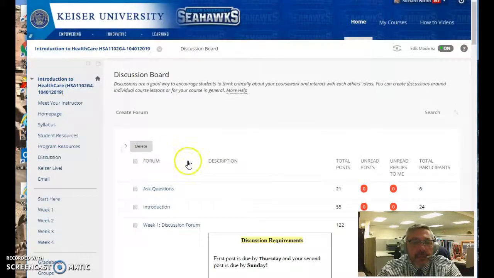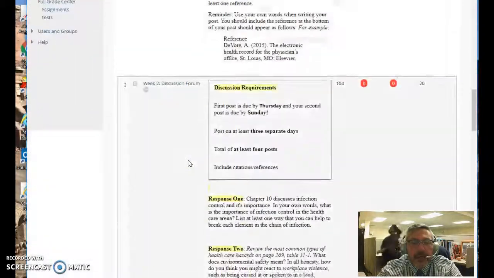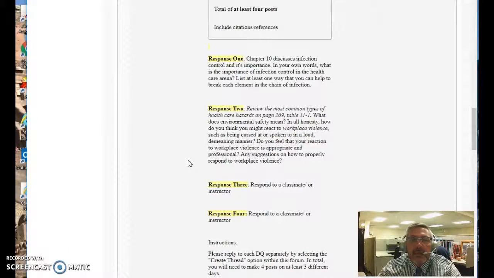The other problem we have with discussions is that people are not reading the questions completely and understanding what the question's asking. For instance, in the first response, they asked you to list at least one way that you can help to break each element in the chain of infection. So what we needed was you to identify each link within the chain of infection and then at least one way to break that. And if you weren't on track, then I asked you a question to redirect you.